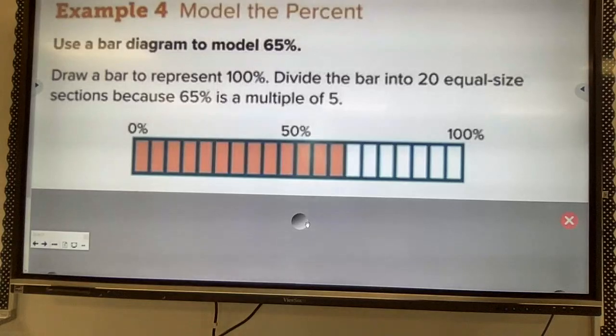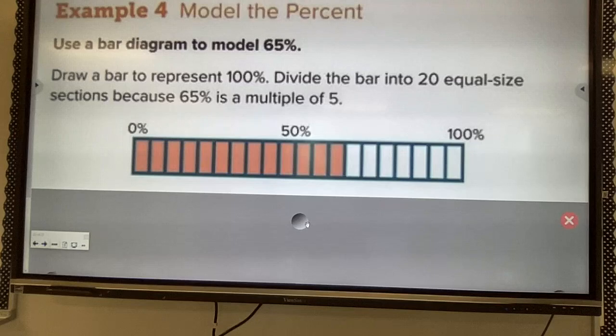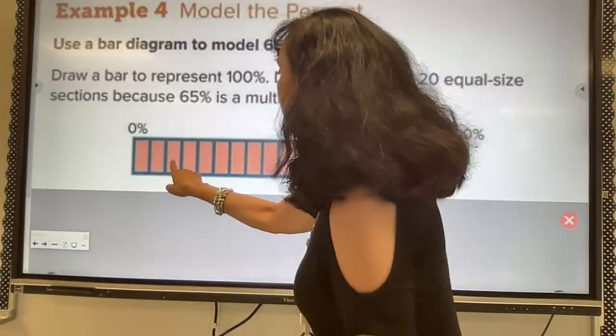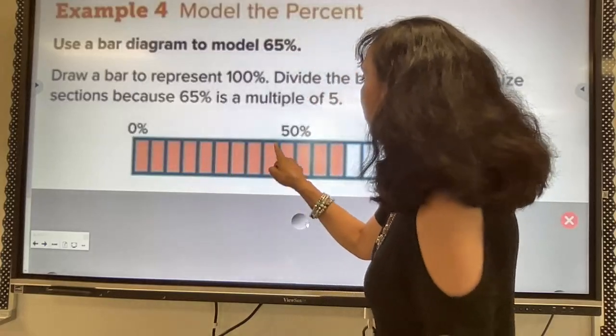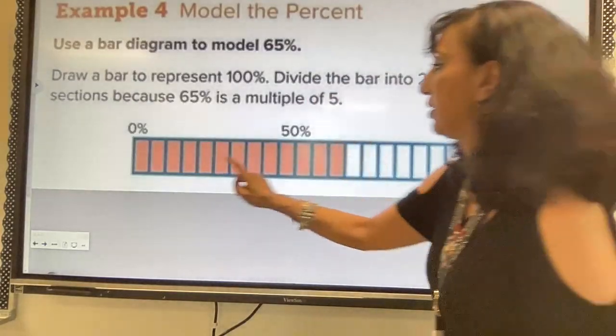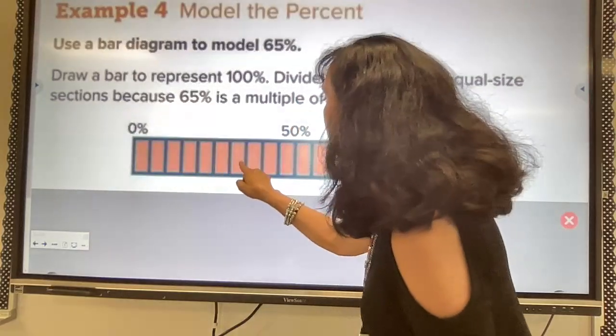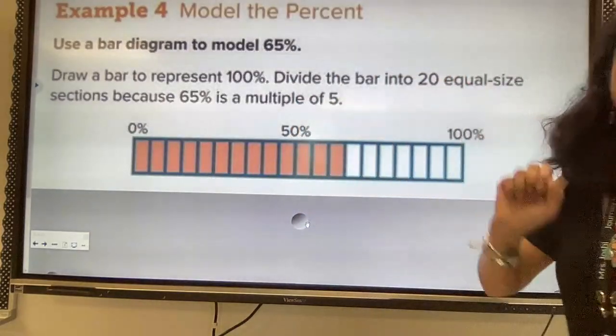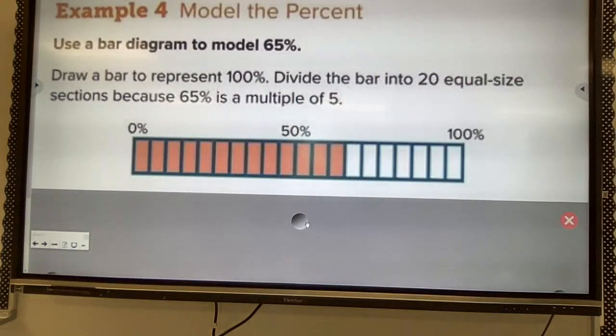All right, 20 sections. Since we are talking about 65%, we know that each section is representing 5%. And so how many sections should be shaded to represent 65%? Look, 5, 10, 15, 20, 25, 30, 35, 40, 45, 50, 55, 60, 65. How many sections is that? 1, 2, 3, 4, 5, 6, 7, 8, 9, 10, 11, 12, 13. So 13 sections should be shaded, and this is representing my 65%.